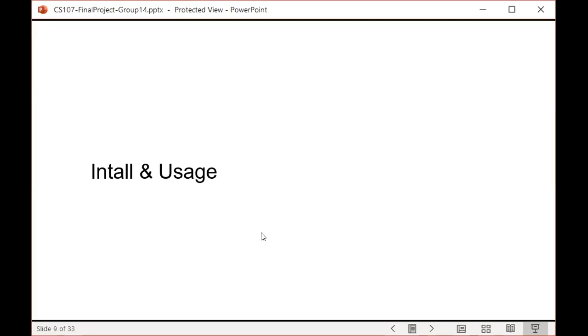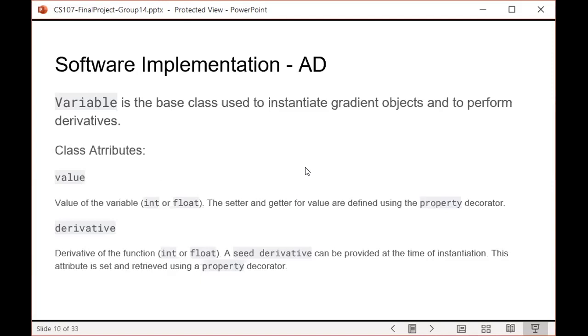Now I'm talking about the installation and usage of our package. To implement the optimizer class, we need to first implement this automatic differentiation class. Variable is the base class used to instantiate gradient objects and to perform derivatives. There are two main attributes to store the value and derivative of this variable object.